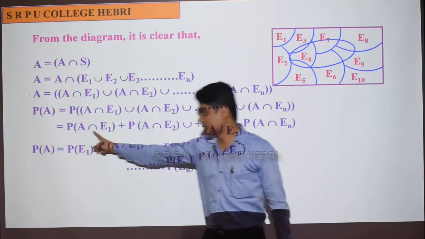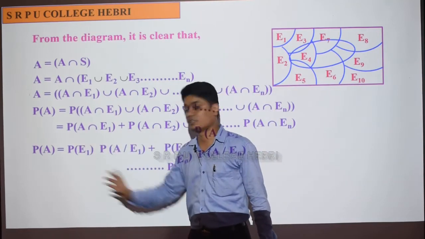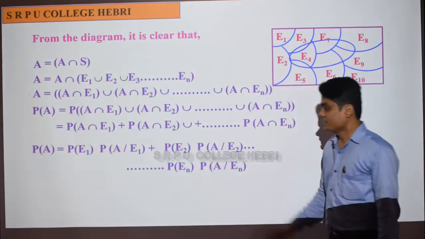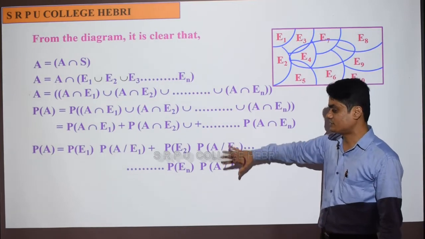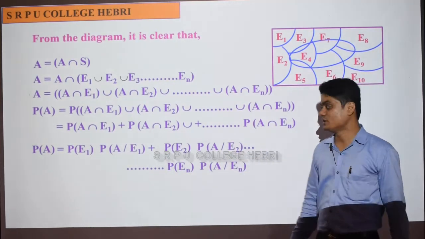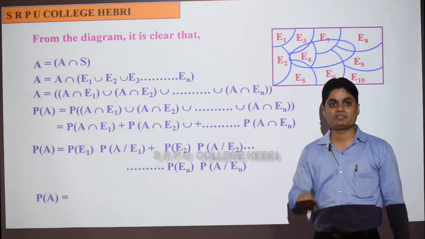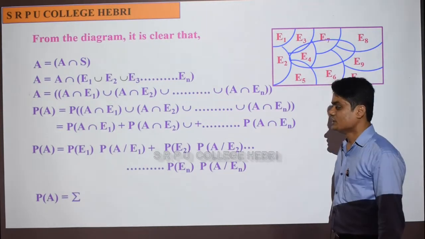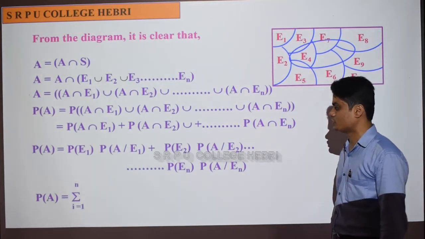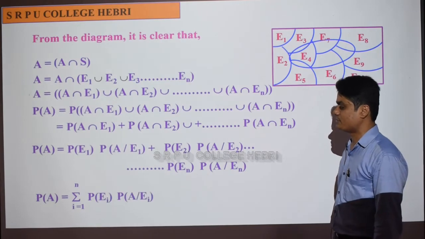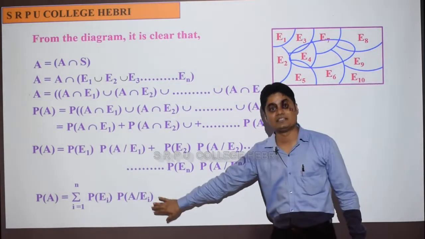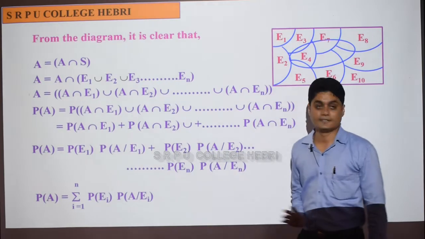From here to here we are using conditional probability. Now observe carefully, we can express this in terms of summation. So P of A, what do you mean by summation? Sum of terms. So I can use this symbol, summation i from 1 to n, probability of Ei into probability of A bar Ei. This is the statement of the theorem.